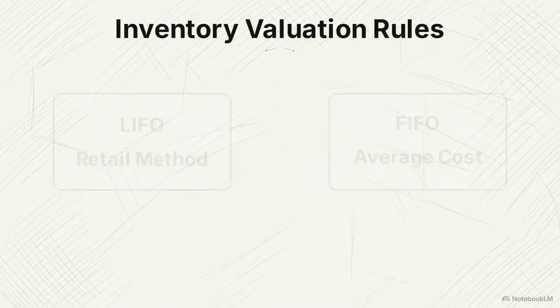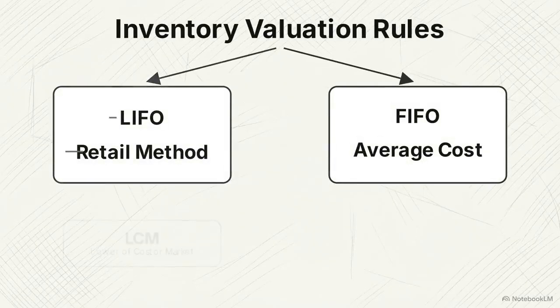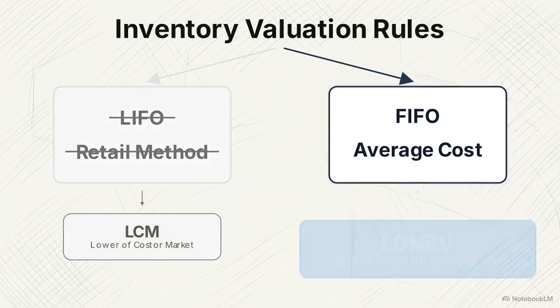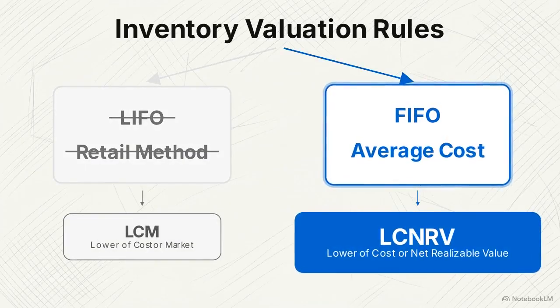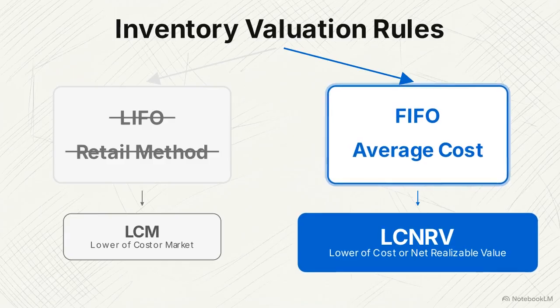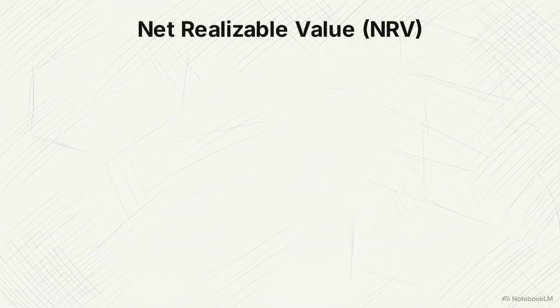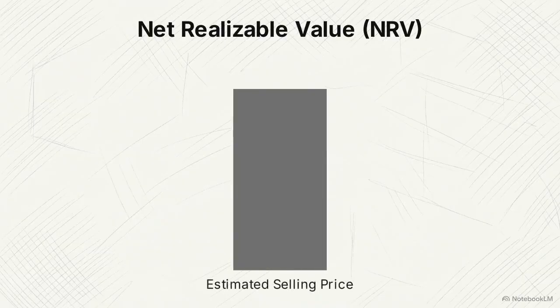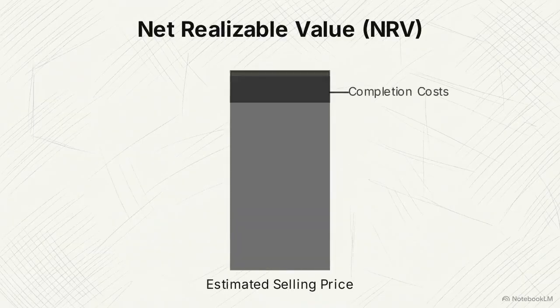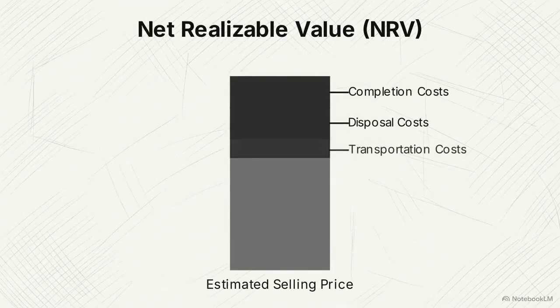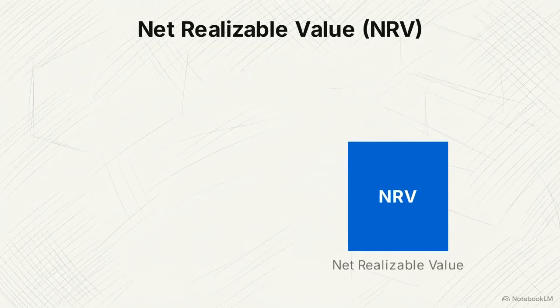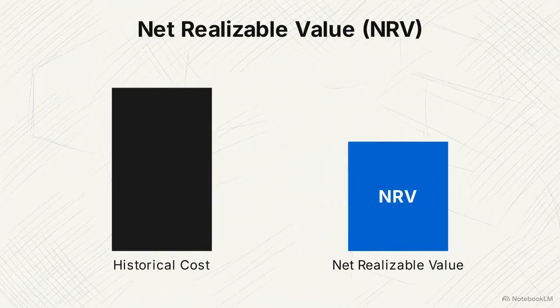The LCNRV rule applies to inventory measured using any method other than LIFO or the retail method. Most notably, this covers companies using FIFO and average cost. This diagram outlines how net realizable value, or NRV, is calculated. Starting with the estimated base selling price, the company must subtract any reasonably predictable costs of completion, disposal, and transportation. The remaining figure is the NRV.